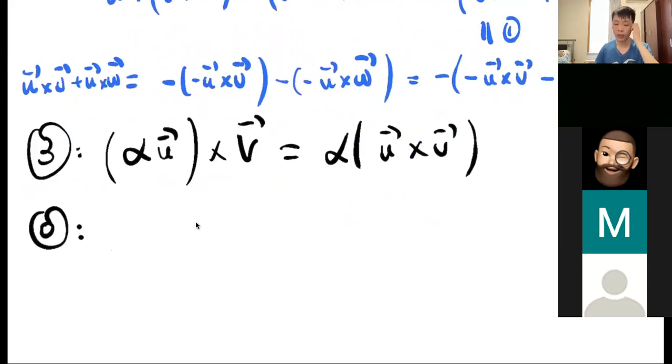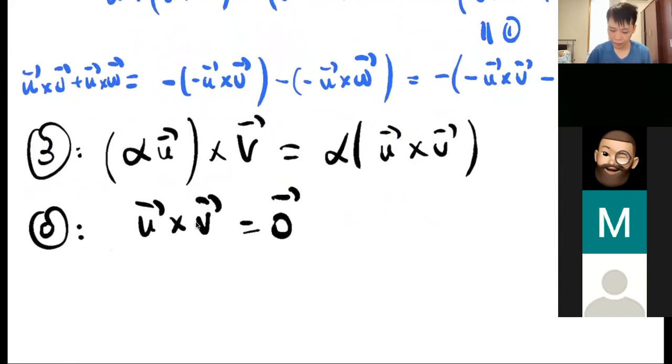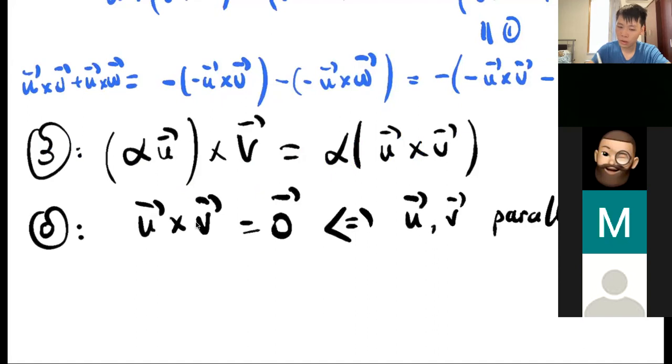And sort of like rule number 0 is that if you have the cross product 0, that tells you that if and only if U and V are parallel, or U or V is the 0 vector.